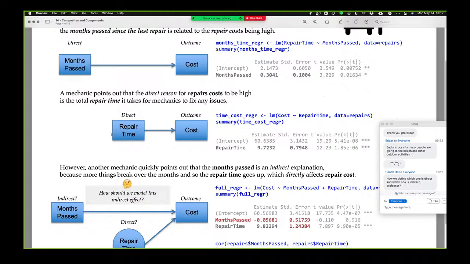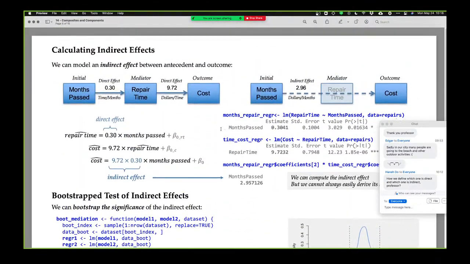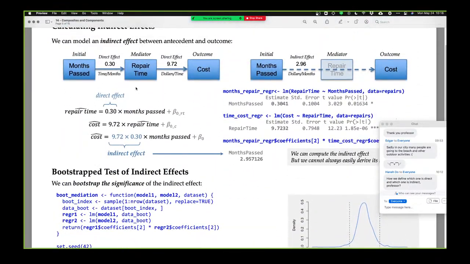So Hannah, the explanation for this is that a statistician cannot answer this question. A domain expert, in this case, the mechanics working in the car company, can tell us which is direct and which is indirect. Okay, that's a really good question, though. All right. So here, the indirect effect of months passed on cost is 2.95.